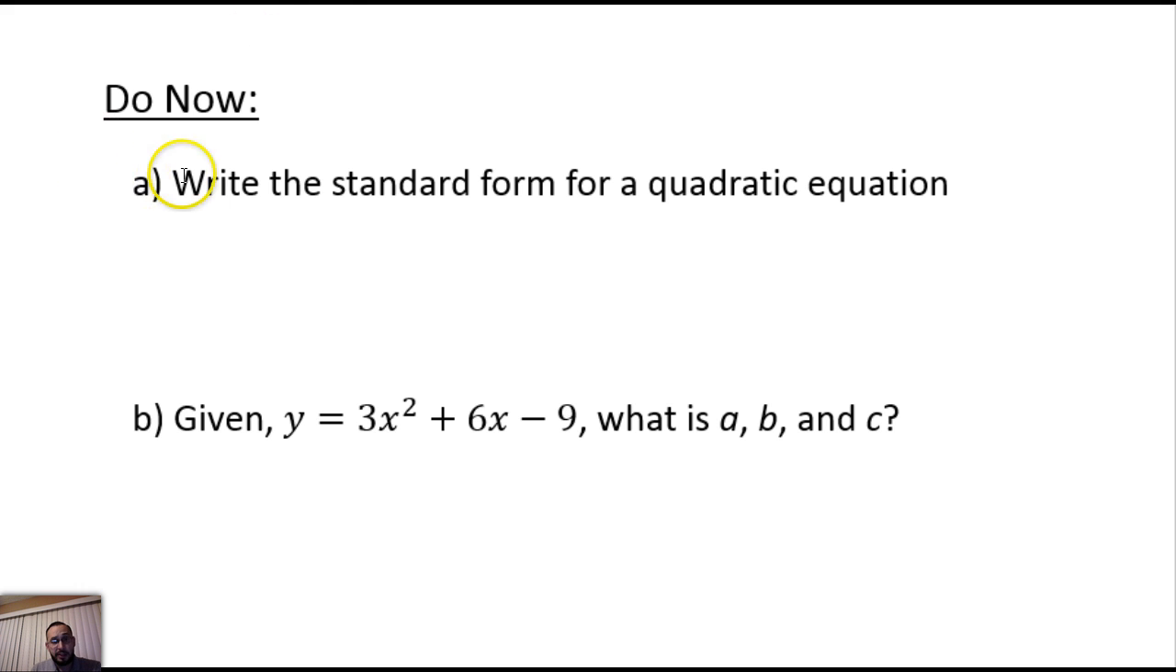So we start the lesson with a do now. The first part is to write the standard form of a quadratic equation. If we recall, the standard form is ax squared plus bx plus c. Part B says, given y is equal to 3x squared plus 6x minus 9, what is A, what is B, and what is C? Again, we're just going back to our previous lessons. A is equal to 3, B is equal to 6, and C is equal to negative 9. That is it for the do now.